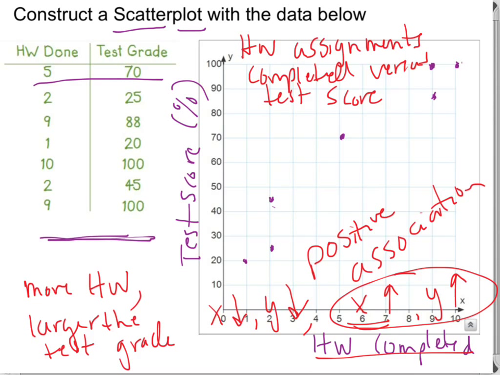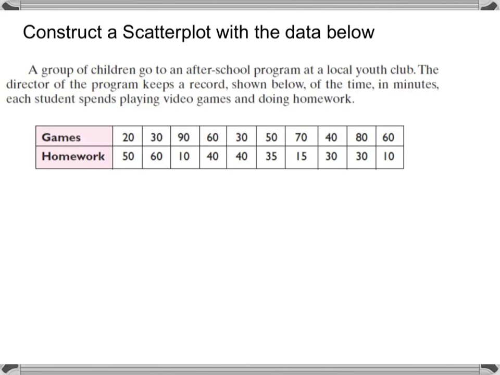Okay. Now let's say that I give you another set of data. A group of children go to an after-school program at a local youth club. The director of the program keeps a record, shown below, of the time in minutes each student spends playing video games and doing homework. So this is the time spent in minutes playing video games and the time spent in minutes doing the homework.